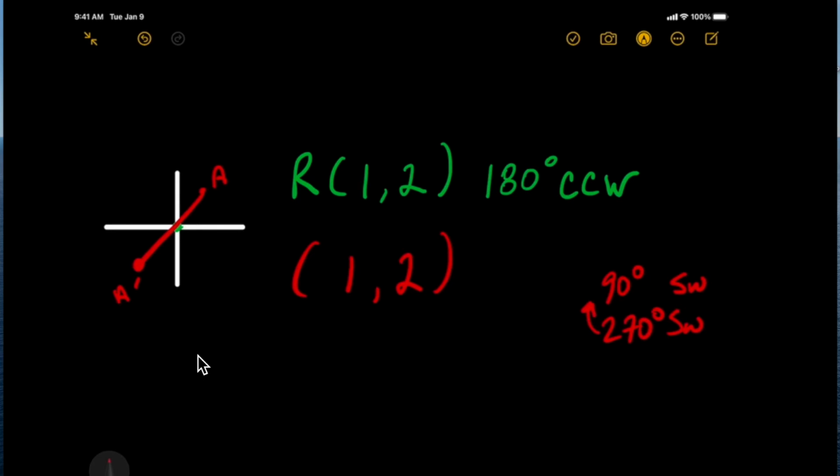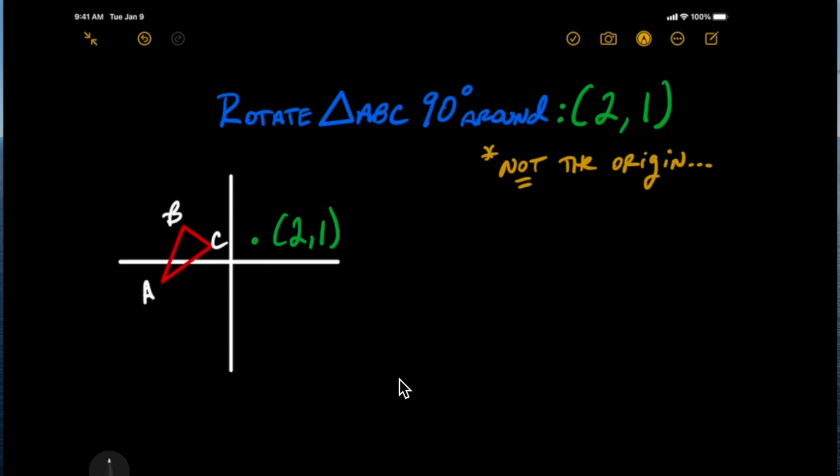Now let's investigate the sign. If you rotate 180 degrees, you end up in quadrant 3. In quadrant 3, the x value has to be negative and the y value has to be negative. So that would be our final point. Okay, with that brief introduction, let's now move to the specific topic of this video, and we are now going to rotate around the point 2, 1. In other words, we are not going to rotate around the origin.